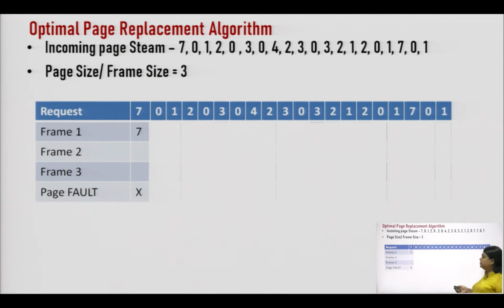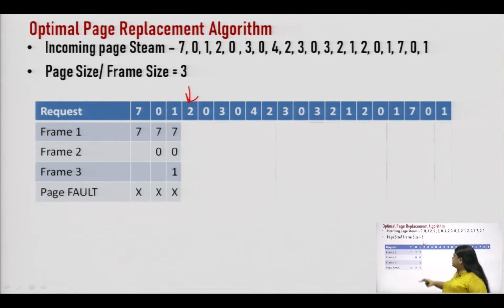So, we start with 7, 0, 1 as it is. Now, when 2 is required, it will search which pages are going to be used in the future. 0 is being used immediately after this, then 3 is being used, so 3 is not required, 0 is not required, 4 is not required, 2, 3, 0, 3, 2 and 1. So, we find a match over here. 0 and 1 will be used in the near future and 7 will be used much later than it.